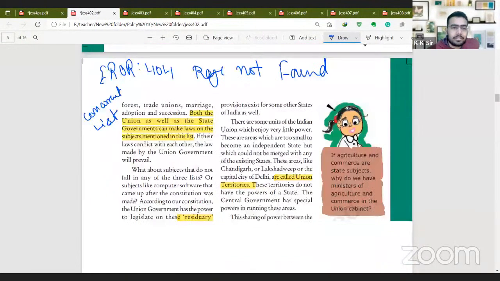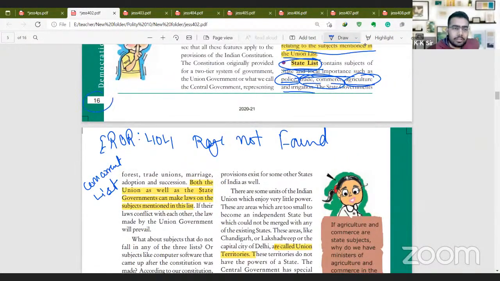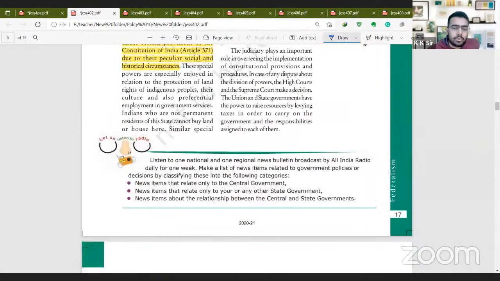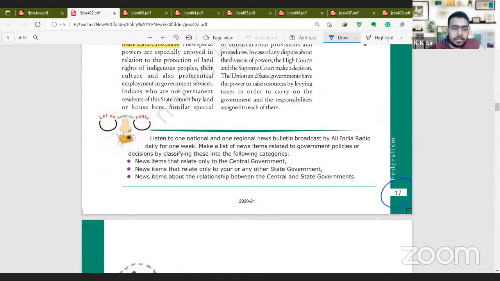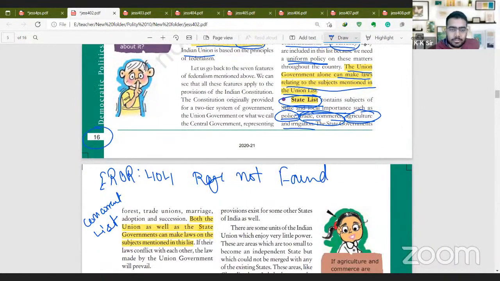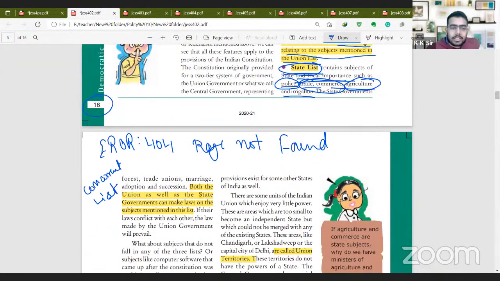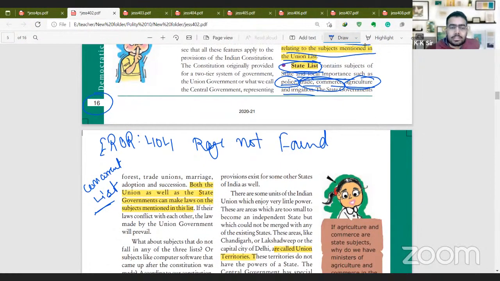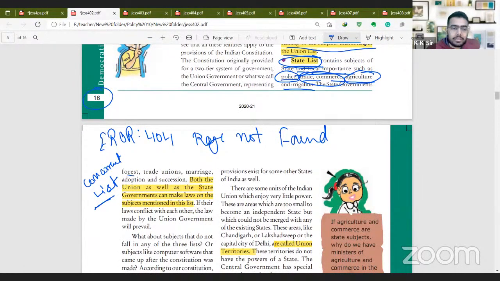Now, in NCERT, although the page number goes okay from page 16 to page 17, in between they have missed a lot of information. What have they missed? They have missed a whole paragraph on the concurrent list. So there is a list called the concurrent list. In the concurrent list we have subjects like forest, trade unions, marriage, adoption, and succession. In these issues, both union and state government can make law.